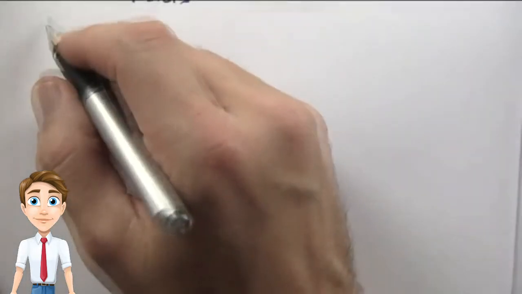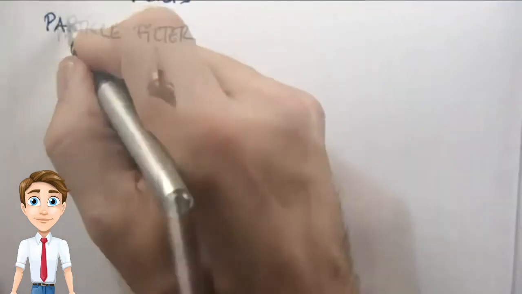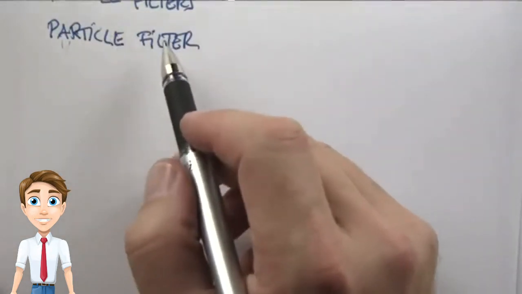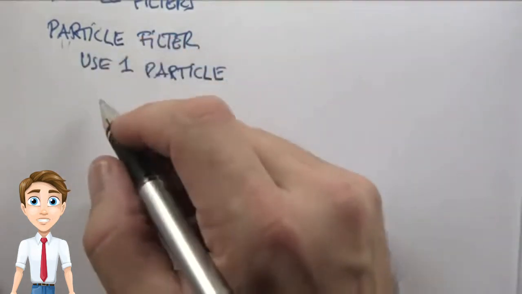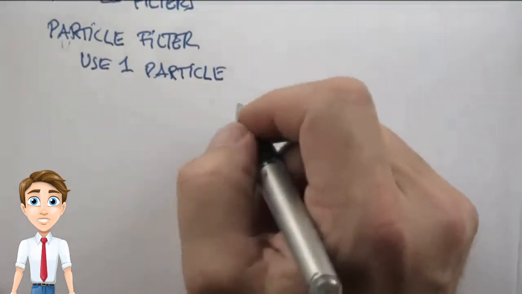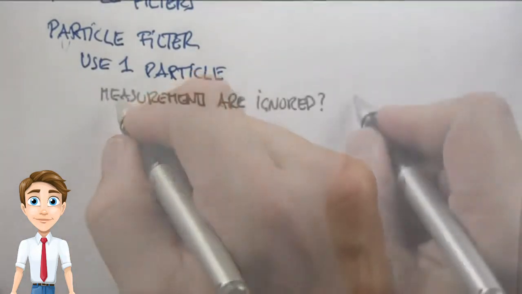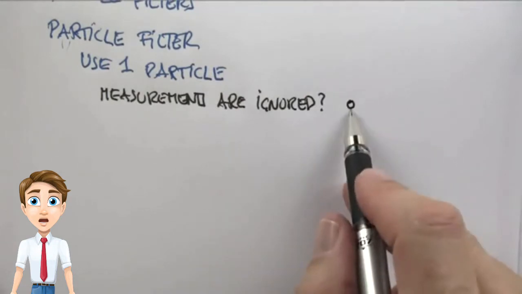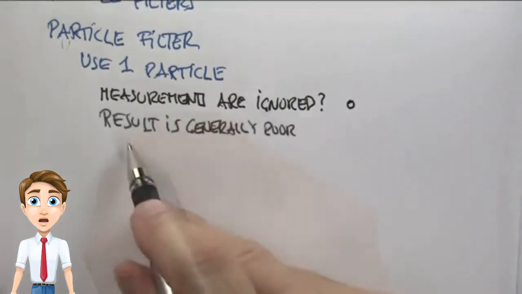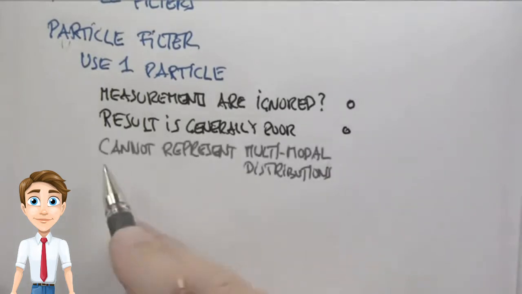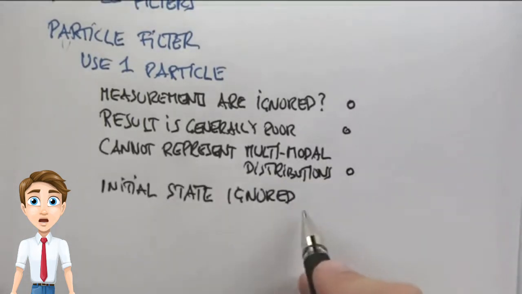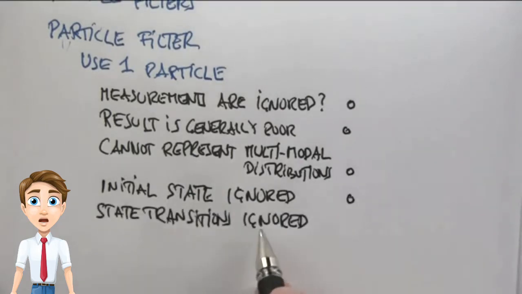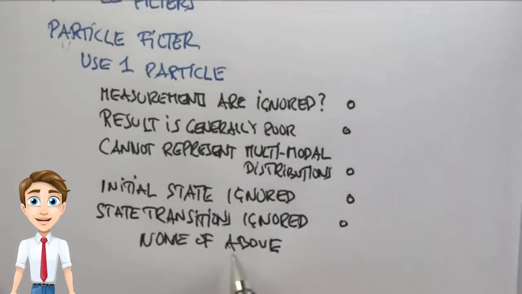So here's a multiple choice question for particle filters. Say we implement a particle filter, such as in robot localization, and we use exactly 1 particle. Which one of the following statements are true? Check any or all of the following statements. Measurements will be ignored. Check this box if you believe that's the case. The result is generally poor. It cannot represent multimodal distributions. The initial state, if known, is ignored. And the state transitions are ignored. If none of the above applies, check the final box down here.